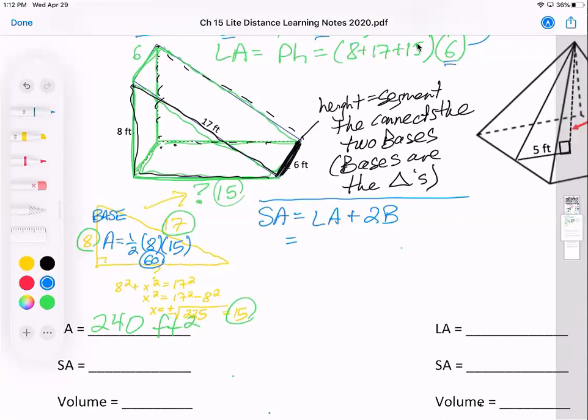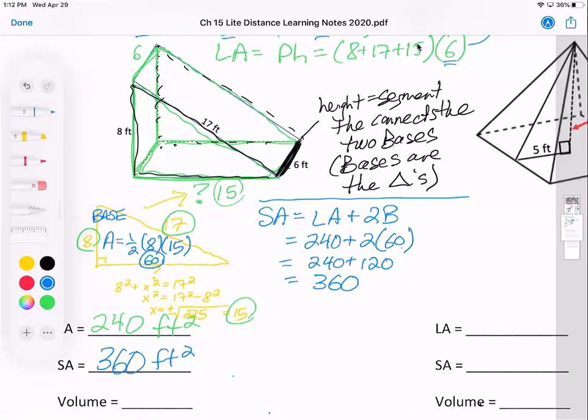So the lateral area we found was 240. Plus we have 2 triangles, a front one and a back one. So 2 times 60. So that would be 240 plus 120. So it looks like 360 square feet is the total surface area.